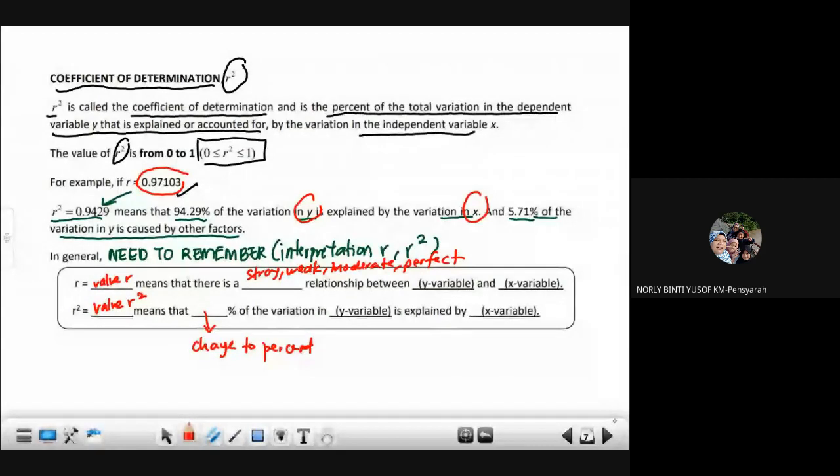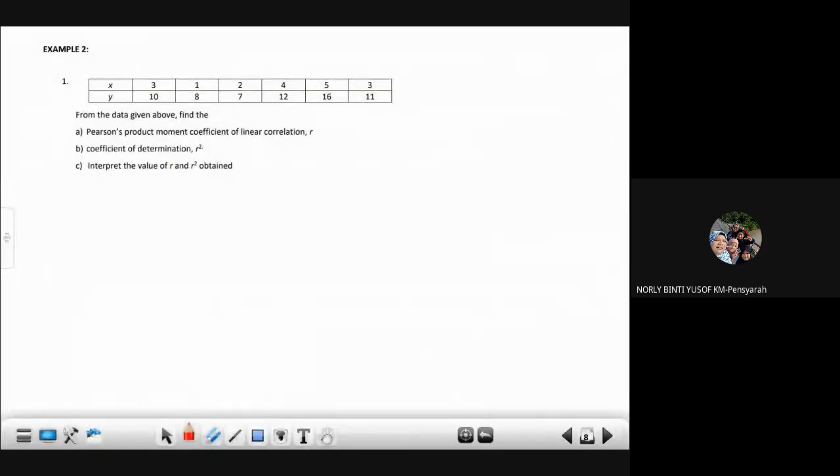Okay, so kita pergi pada example untuk kita kira dan interpret lah. So contoh yang pertama dia bagi table X dengan Y, kita ada 6 value of X, 6 value of Y. So from the data given, find the product moment coefficient of linear correlation. So dia dah bagi tahu dan dia pun bagi tahu simbol tu R lah. So nak cari R kan. So formula R tu kita tulis balik so that we know. Formula R ni boleh rujuk dalam list formula nanti bila exam. Dia tak perlu hafal lah.